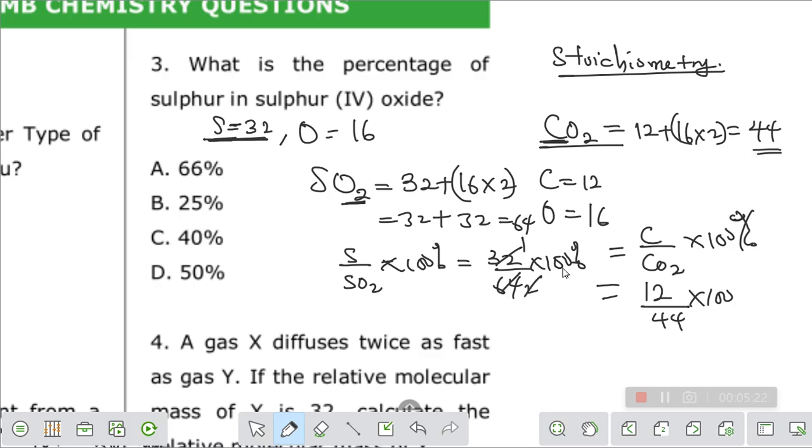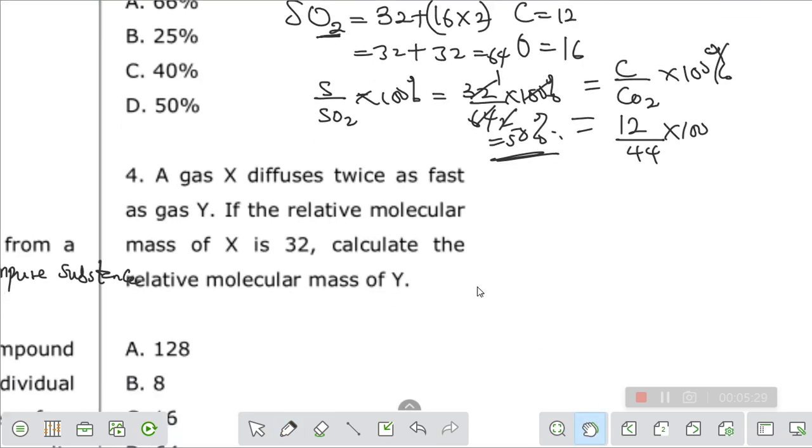So I did not teach you this aspect, so I apologize for that. So I think by now you know how to find percentage by mass. So just try to solve more past questions on it.